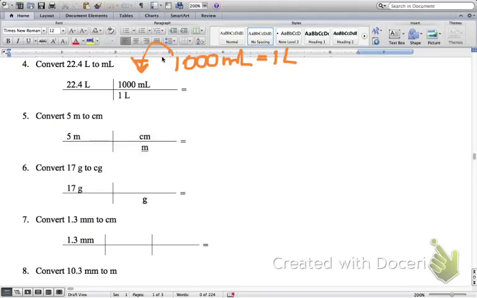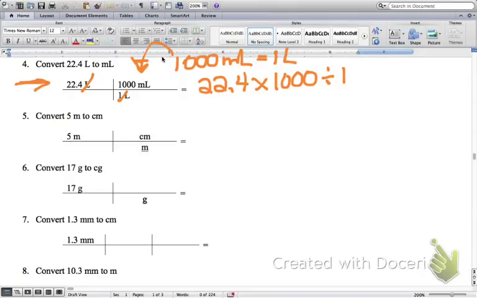Why did I choose to put 1,000 milliliters on top and 1 liter on the bottom? It's all about getting the units to cancel out. So now my liter cancels out. I'm left with milliliters. So then what would I be typing into my calculator since I've got 22.4 and 1,000 both on the numerator? 22.4 times 1,000. And technically it's also divided by 1, but we know that doesn't change the answer, right?